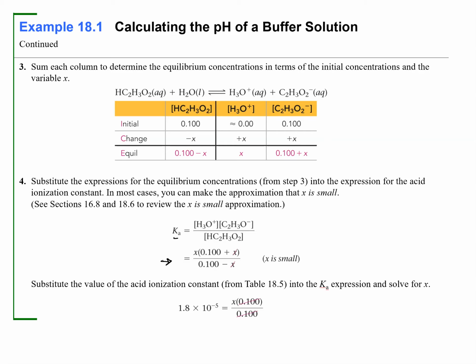So, if x is small, we're going to just remove that plus and minus term as an approximation, and then we're going to substitute the value of the acid ionization constant from the table in the book. In this particular case, Ka for our acetic acid is 1.8 times 10 to the minus 5th. Because of simplification, the 0.1s cancel one another, and x is going to equal 1.8 times 10 to the minus 5th.